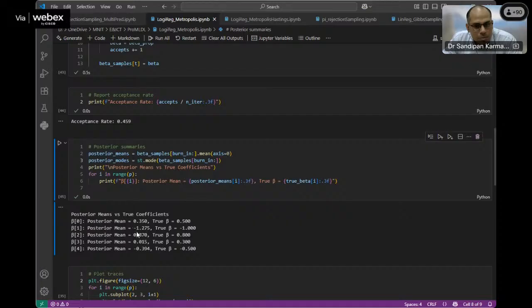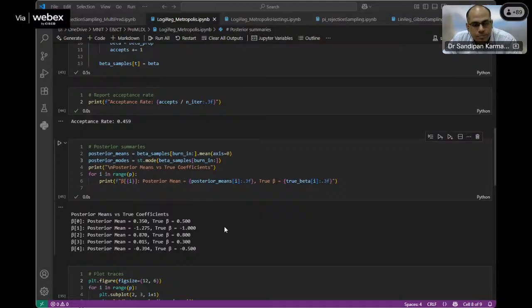Posterior mean is minus 1.275. Anybody speaking? Is anybody asking anything? Madam Poonam, yes. Are you asking anything?